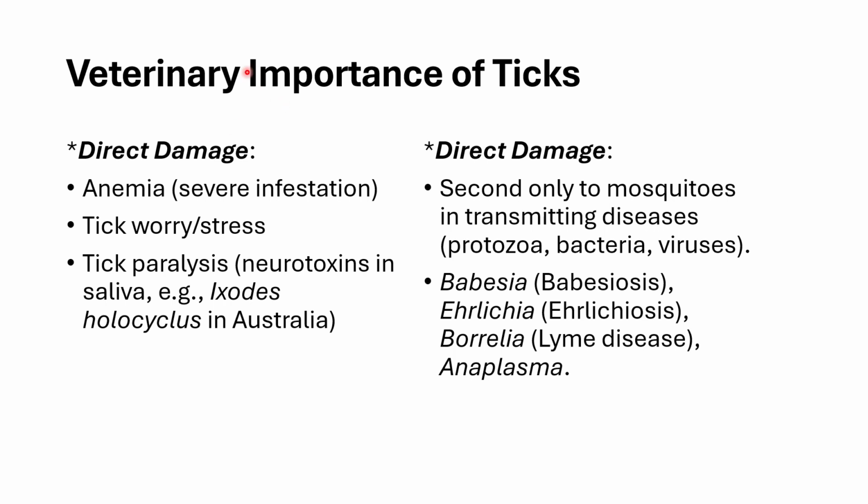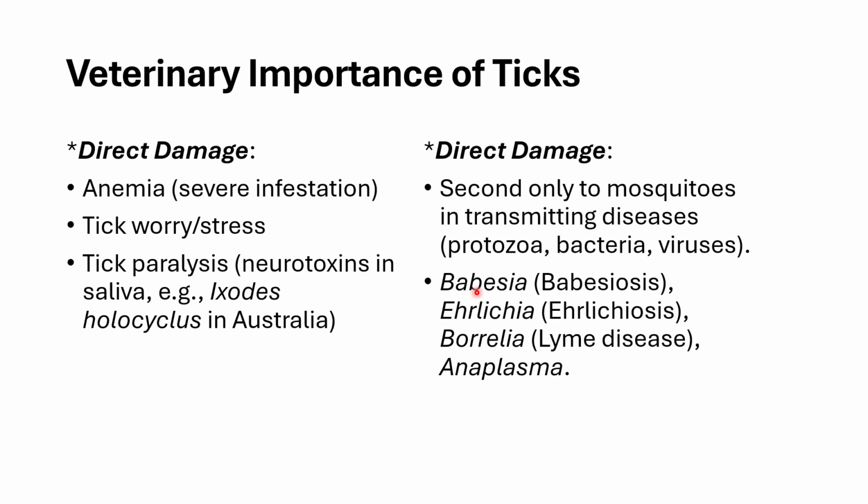For the veterinary importance, ticks being hematophagous can cause anemia in severe infestation. They can also cause tick worry or stress. The neurotoxins in their saliva, particularly that of Ixodes holocyclus in Australia, can cause an ascending type of flaccid paralysis or tick paralysis. They are also second only to mosquitoes in transmitting diseases such as protozoa, bacteria, and viruses, and these are transmitted by their saliva.